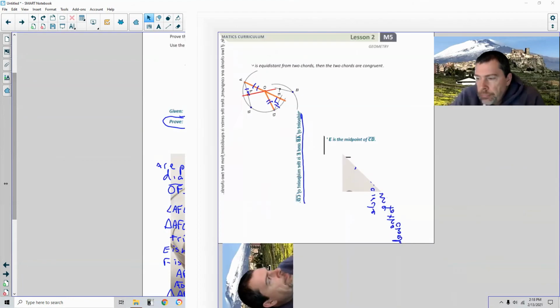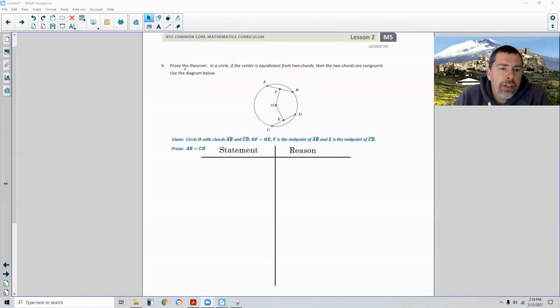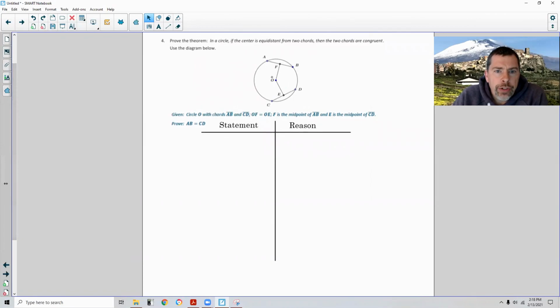Alrighty then. Okay, page 4 brings us to number 4. Prove this theorem now. In a circle, circle O, if the center is equidistant from two chords, so O is the same distance from AB as it is from CD, then the two chords are congruent.